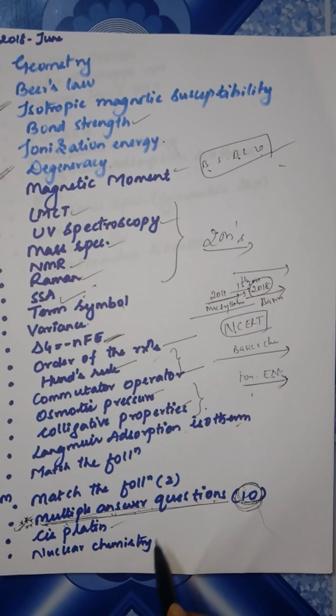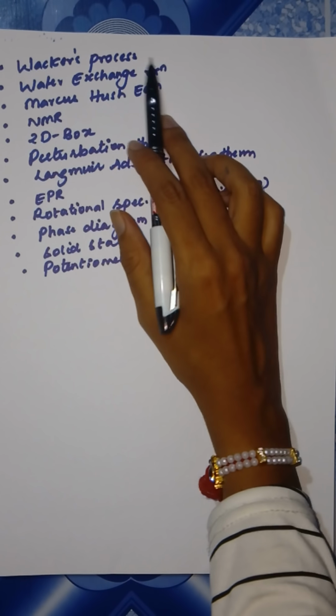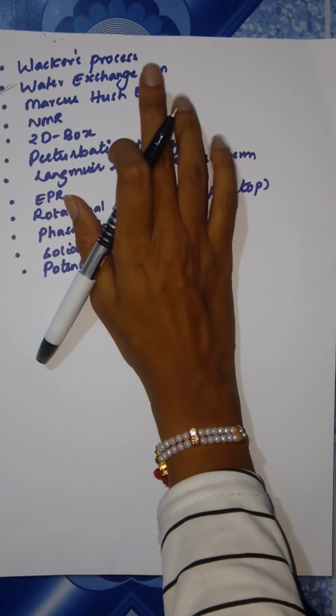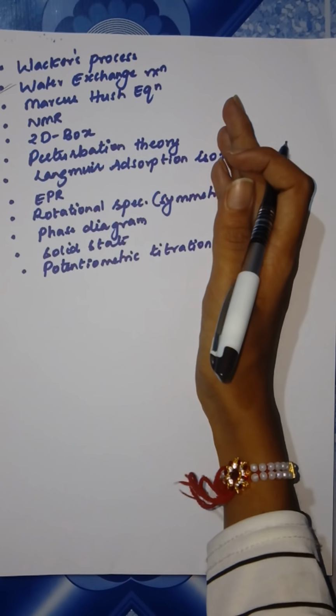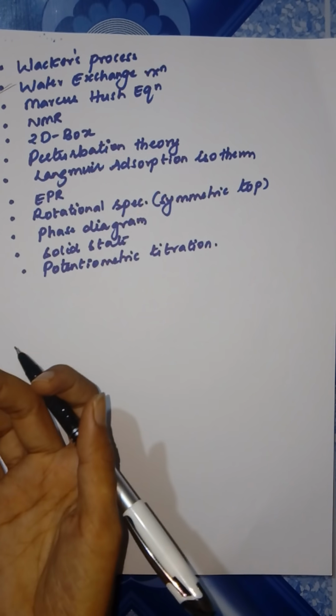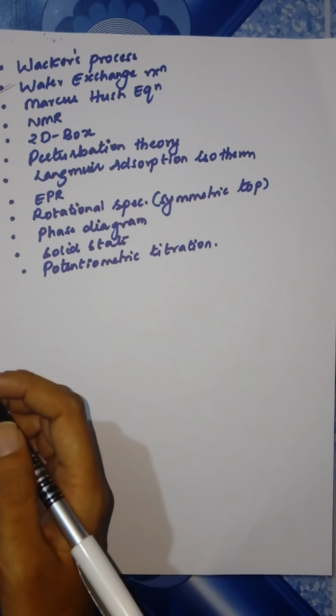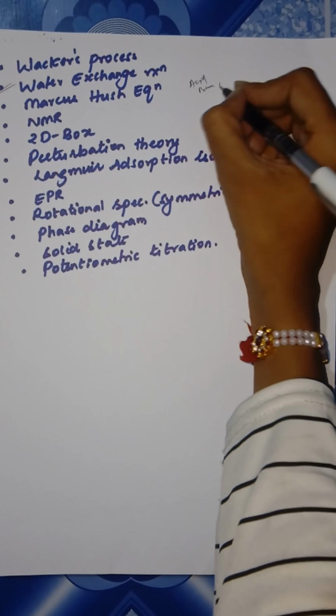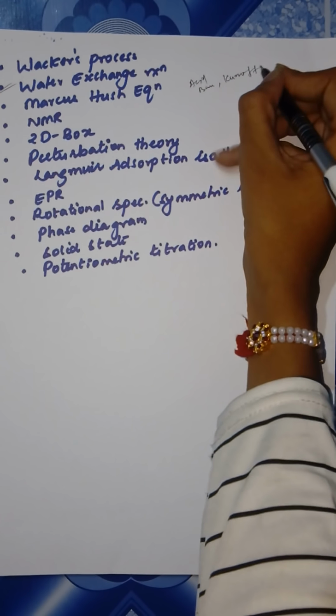Then there was a question from Cisplatin and nuclear chemistry, Wacker's process, water exchange reaction. Again you got this water exchange reaction here. Previously it was a 2 marker, now it is a 4 marker. Marcus-Hush theory: from this chapter you never got the Marcus-Hush equation. You used to get acid hydrolysis or base hydrolysis, Kuhn-Kurv's test. These were the questions always asked.